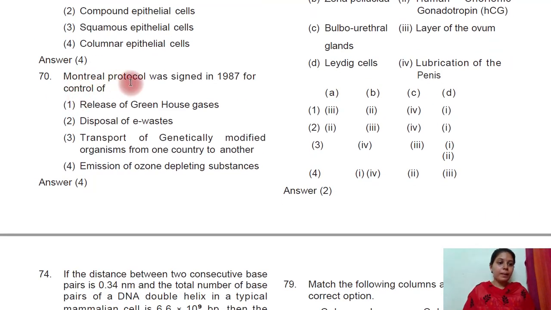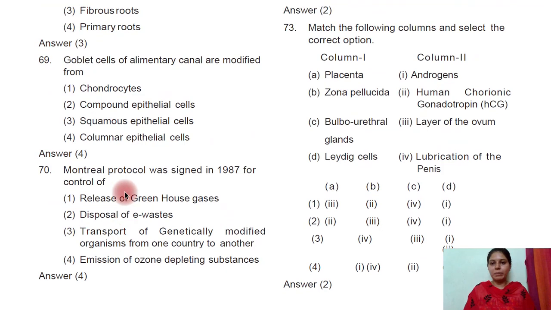The Montreal Protocol was signed in 1987 because they were highly worried about the substances being emitted from the earth that would deplete the ozone layer, so they had to sign a protocol. The protocol was signed to reduce the substances that cause ozone layer depletion. So this is the right answer: it was to reduce the ozone depleting substances.